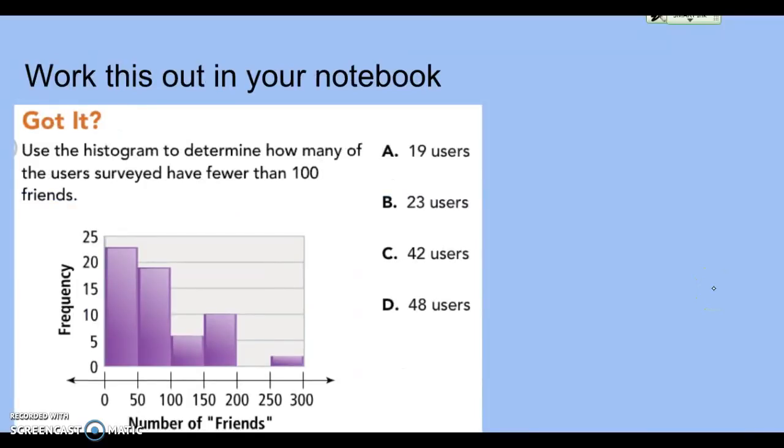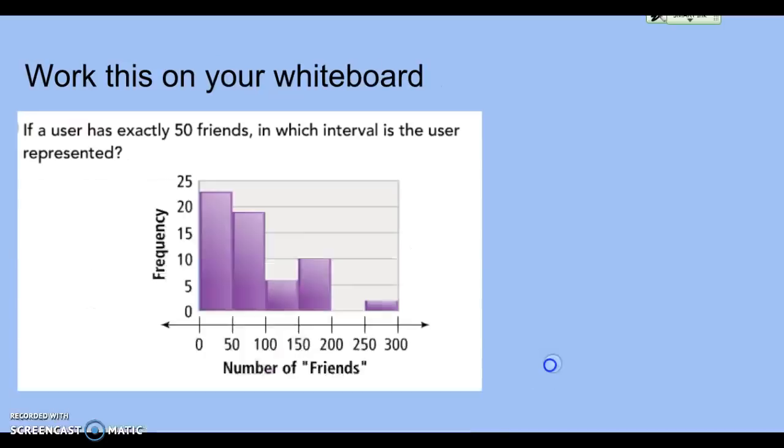Now you're going to work this one out in your notebook. Use the histogram to determine how many of the users surveyed have fewer than 100 friends. So go back like we did just a minute ago and find your 100 across your horizontal scale at the bottom, and then add up your bars that are below 100. And look at your answer choices. If you don't get it exactly right, you can estimate and find your best answer.